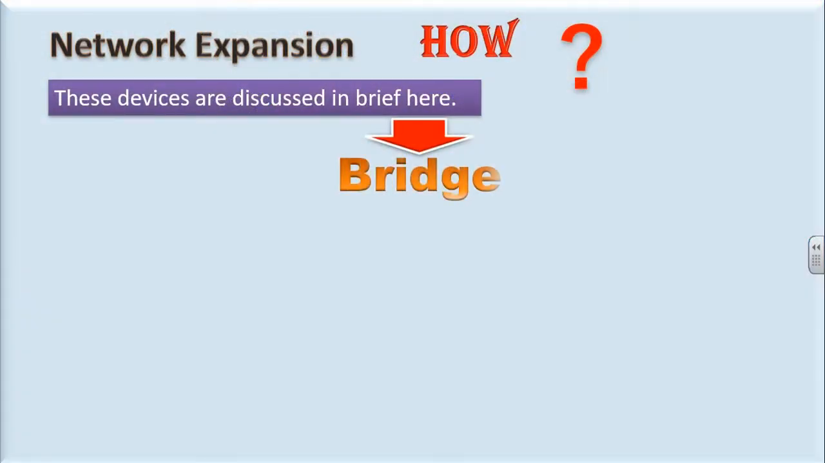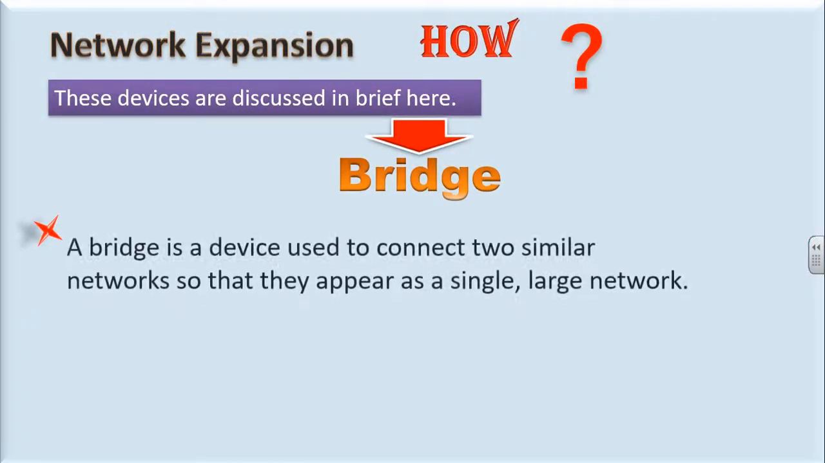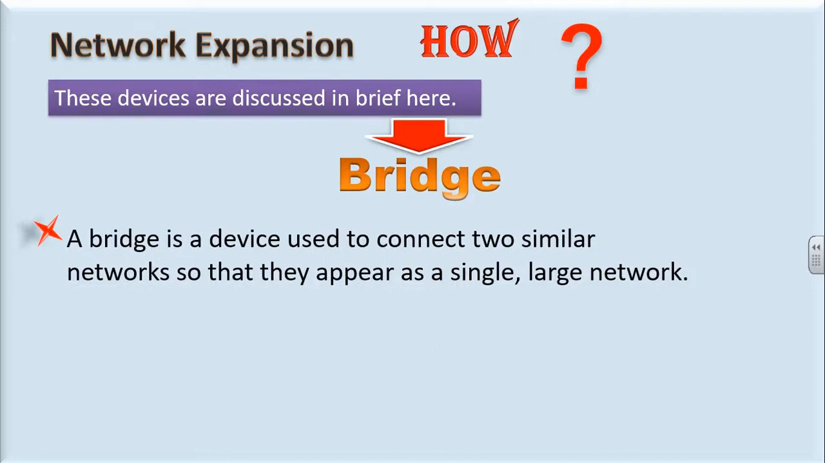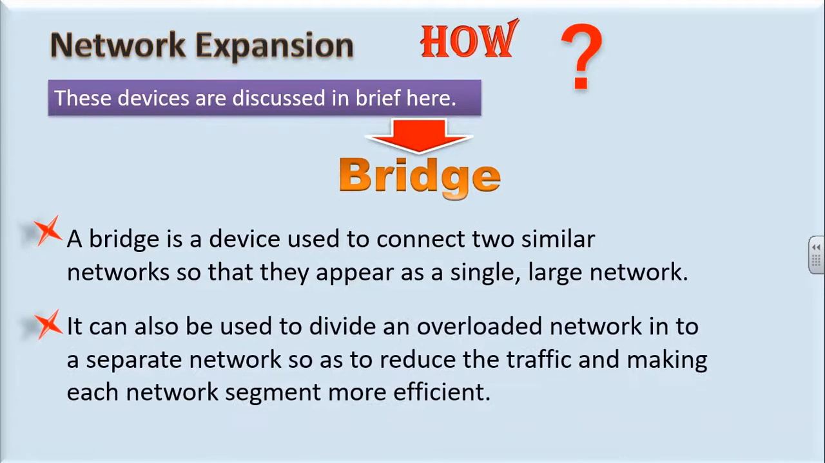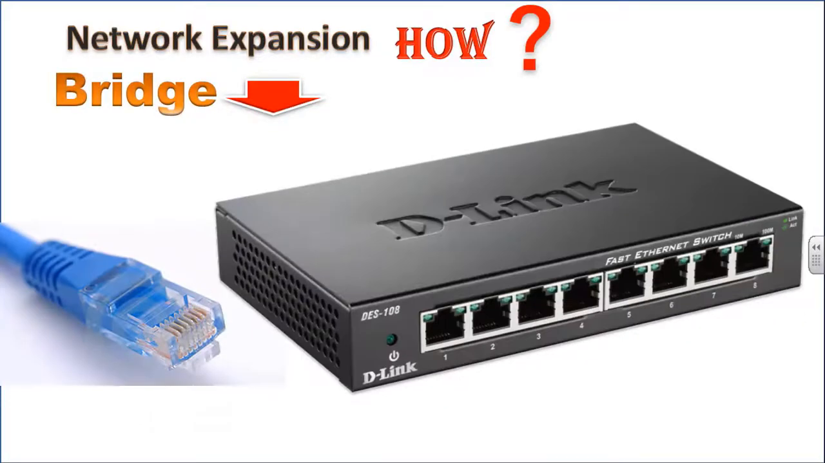Bridge. A bridge is a device used to connect two similar networks so that they appear as a single large network. It can also be used to divide an overloaded network into a separate network so as to reduce the traffic and making each network segment more efficient. This is the photograph of bridge.